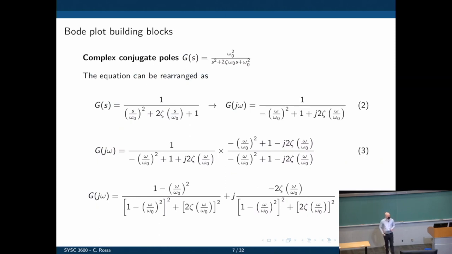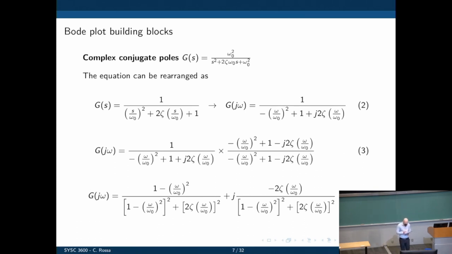All right, so let's move on. The next and last building block we need for the Bode plot is the complex conjugate poles or zeros. If we're now dealing with complex roots, we have to go back to our standard form of a second order transfer function, omega zero squared divided by s squared plus two zeta omega zero s plus omega zero squared. And now convert this equation into the standard form for Bode plot.